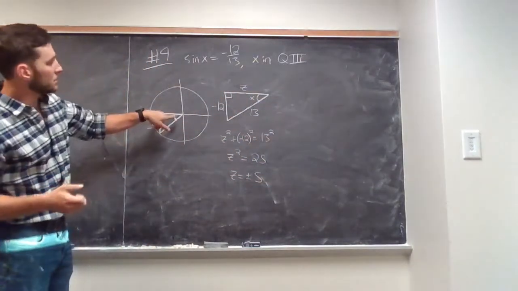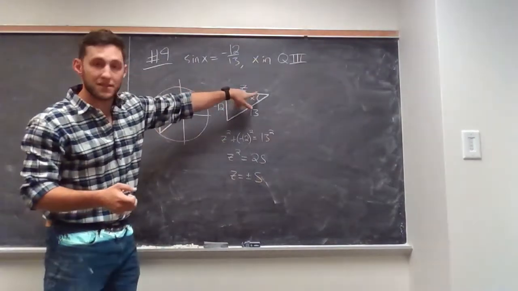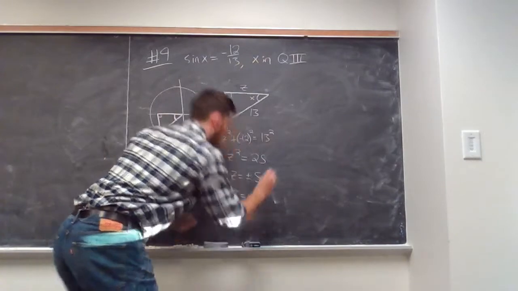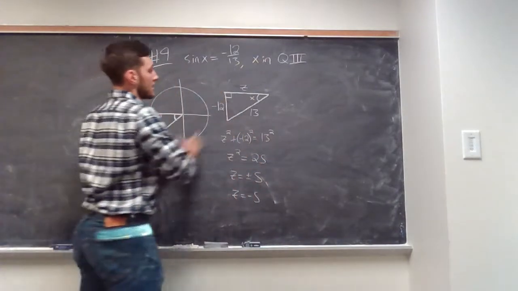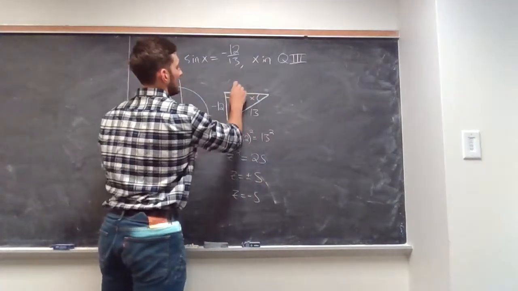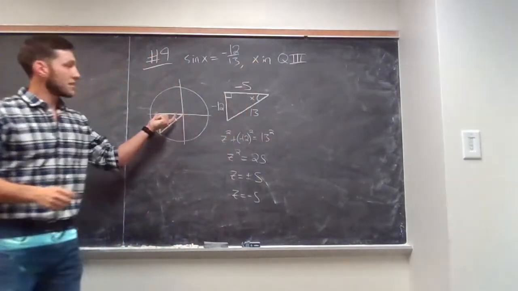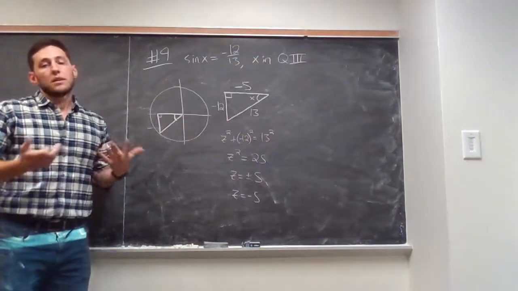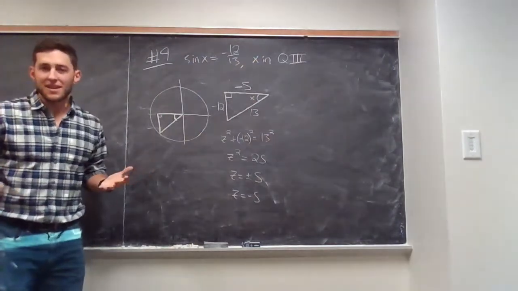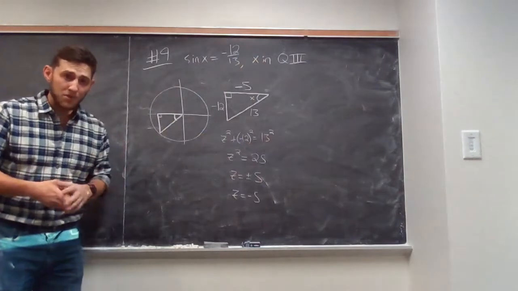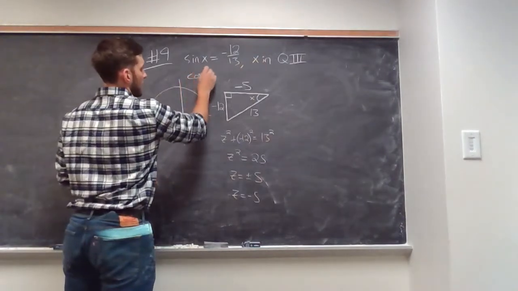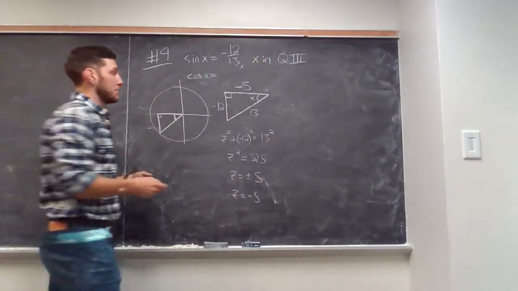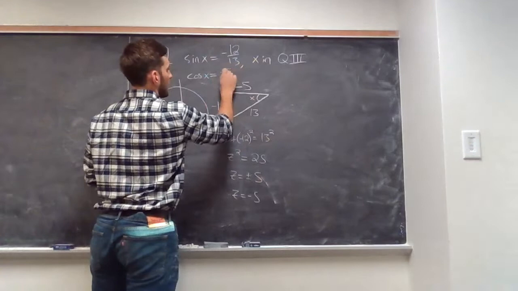Now, since we're in quadrant 3, and this part, the adjacent side, stands for our x-coordinate, we're going to take it to be negative. So this side right here better be negative 5 because it stands for the x-coordinate. Now, what's this allow me to do? If you're stuck on this test, try to get sine and cosine. It usually helps. I can figure out cosine of x now. Cosine of x is the adjacent side divided by the hypotenuse. I'll get negative 5 over 13.